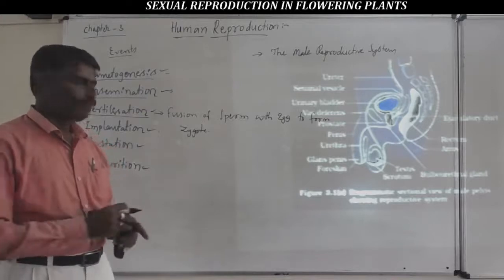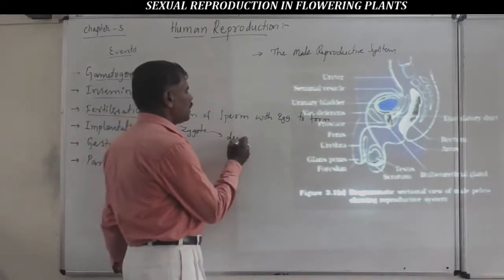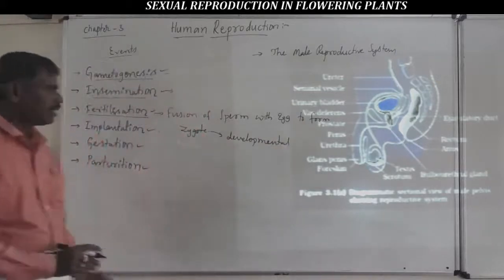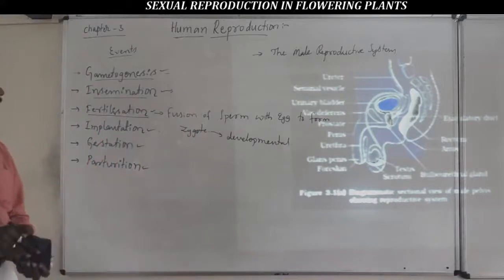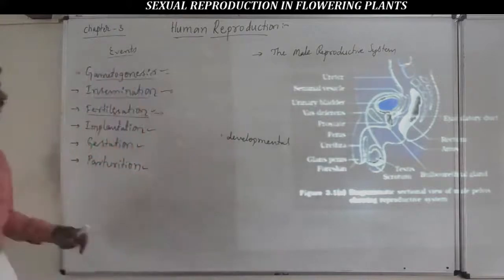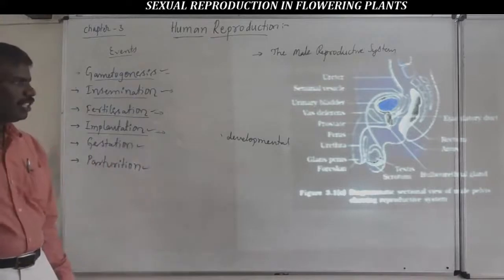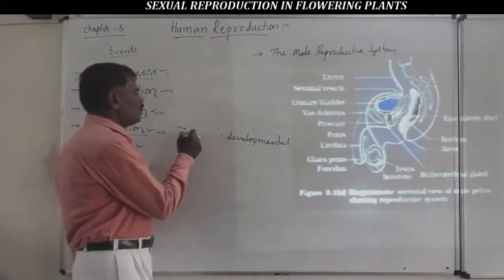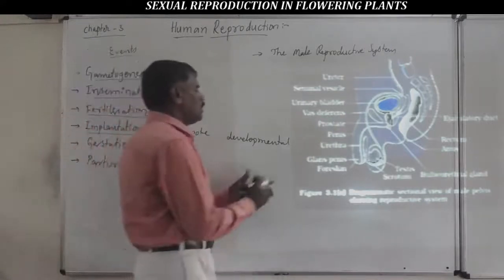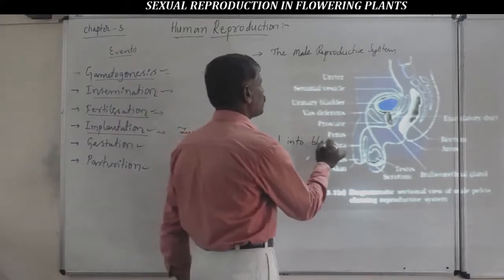These are the developmental stages of the zygote. The next phenomenon is implantation. During implantation, the zygote develops into a blastocyst.